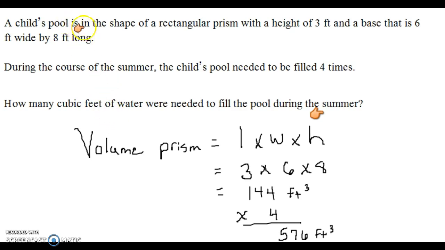So all you have to do for this one is first find the volume for one time that you're going to fill it, and then you're going to multiply by 4. So the volume of a prism, remember, is the length times the width times the height. So they've given us all that, 3 times 6 times 8. When we multiply that, that gives us 144 cubic feet. When we multiply feet times feet times feet, that's cubic feet. And then we're going to fill that 4 times. So we'll multiply by 4, and that will give us a total that was filled this summer of 576 cubic feet.